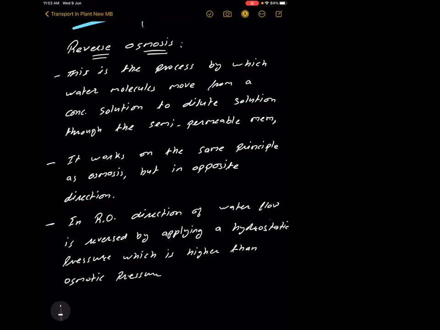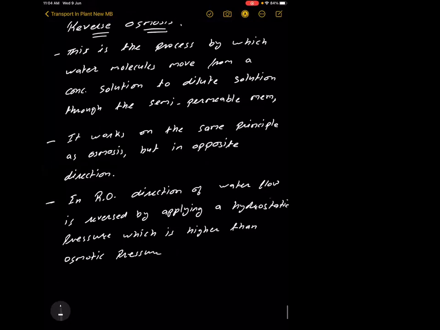Okay. If the pressure is lower than osmotic pressure, it means you should apply more pressure on that impure water or that concentrated solution. In that condition only the water moves from concentrated to that dilute solution. Otherwise again osmosis starts.